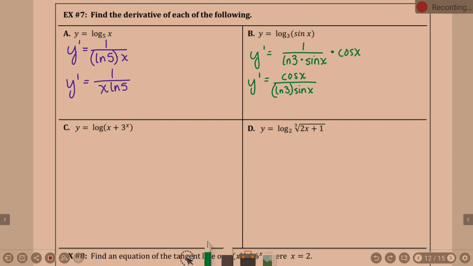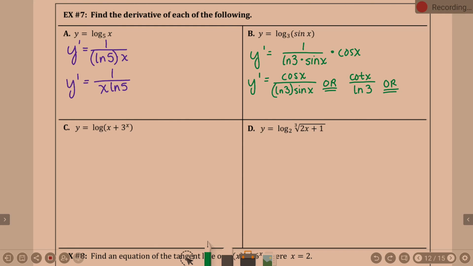Okay. This answer is a correct answer. But we've got some ors we can do. Cosine over sine is a cotangent. So we could say cotangent x over natural log of 3. Wait, it's over? Because cosine over sine is cotangent. So that's like cotangent over 1. And natural log of 3 is in the denominator.